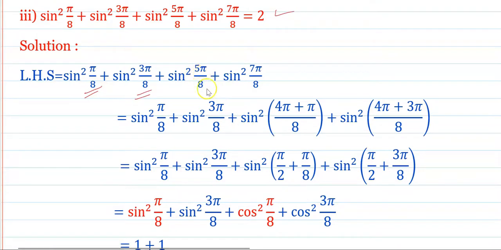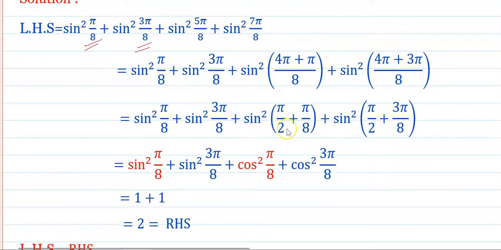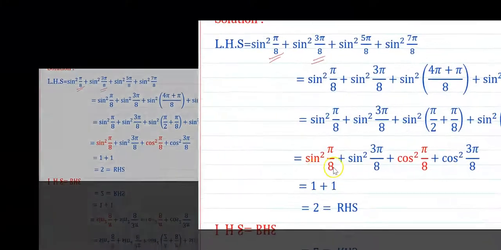Sine square 5 pi by 8 can be written as 4 pi plus pi upon 8. Split it up: 4 pi upon 8, then you will get pi by 2, plus pi by 8. Next, sine square 4 pi plus 3 pi upon 8, that is pi by 2 plus 3 pi by 8. Sine of 90 plus theta, you will get cos. Now split up this: 4 pi upon 8, you will get pi by 2 plus pi by 8. Sine of 90 plus theta, you will get cos square, cos theta, means what? Cos square pi by 8. Sine square pi by 2 plus 3 pi by 8, you will get cos square 3 pi by 8.